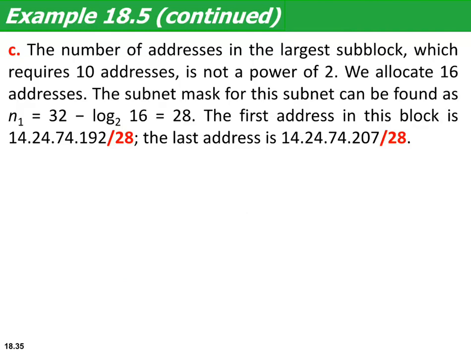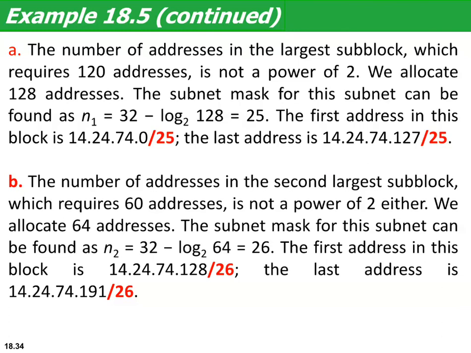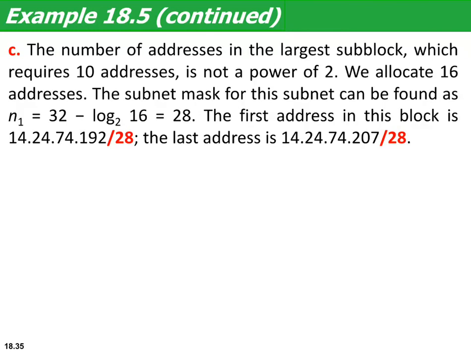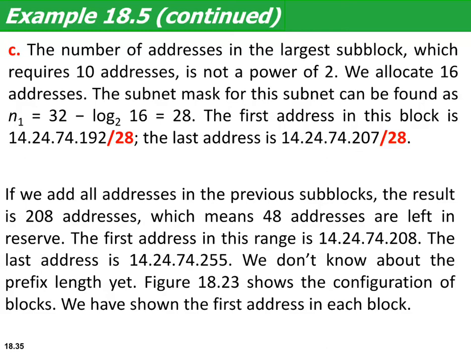Next, the block which requires 10 addresses is also not a power of 2. It is the least one, not the largest block. Lastly, we allocate 16 addresses, a nearby power of 2, and the subnet is 32 minus log 16 with base 2, which is 28. The first address is obtained by making 32 minus 28, that means 4 bits, zeros, and the last address by making those 4 bits ones, so 192 to 207.